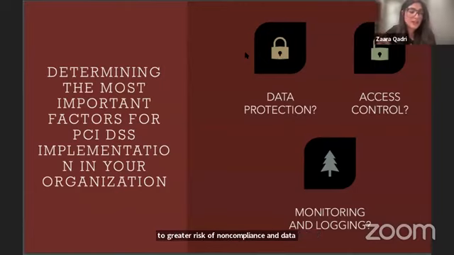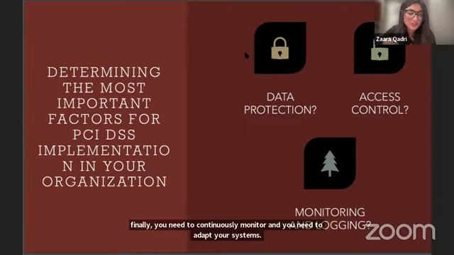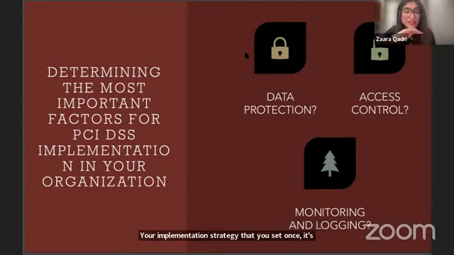And finally, you need to continuously monitor and you need to adapt your systems. Your implementation strategy that you set once, it's not going to continuously just be focused on that strategy. You have to constantly evolve. The threat actors have many ways for them to evolve and many new tools that they use on a day-to-day basis. And as the people protecting that data, we have to do the same. And the only way you can monitor that is continuous incident reports, and keep changing your strategies and addressing any new risks that are in the environment.